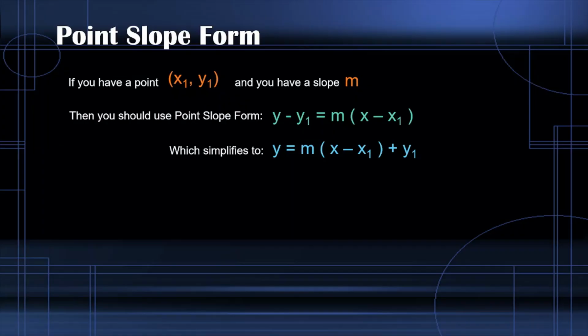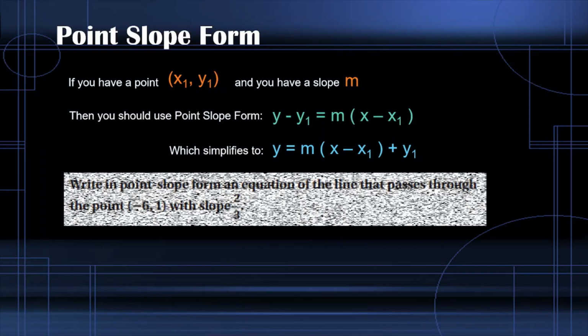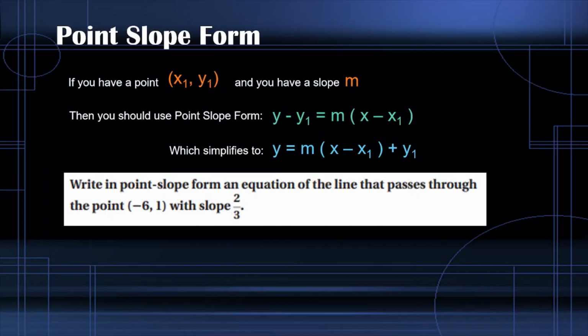Now I know some of you are thinking that sounds way more confusing. Let's look at an example though to see. Write in point slope form an equation of a line that passes through the point negative 6, 1 with a slope of 2/3. So you can see I am given a point. I already know my x1 and my y1. I'm given a slope. We'll call that my m. If I'm trying to write this in the equation of a line y equals mx plus b, I have no idea what b is. I don't even know how to solve for b.